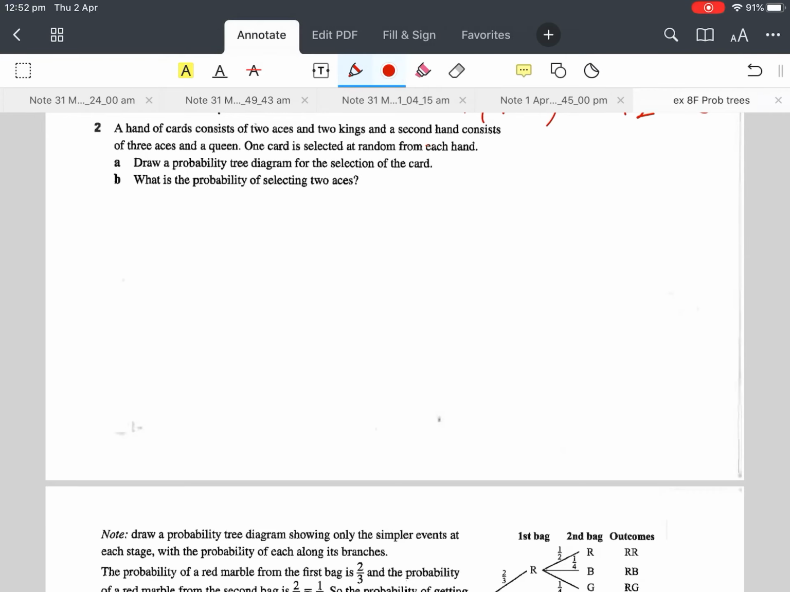Okay, so here's part 2 of the same thing. So let's have a go at question 2 together. Question 2 says, a hand of cards consists of 2 aces and 2 kings, and a second hand consists of 3 aces and a queen. So what I want you to do here is practice the fraction method.